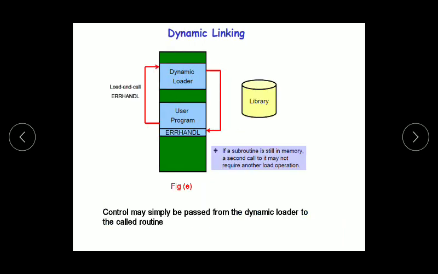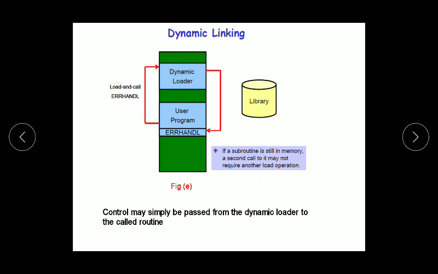This is the last step. Control may simply be passed from the dynamic loader to the called routine. If a subroutine is still in the memory, a second call to it may not require another load operation. As I explained earlier, if it is already there in the memory, then the second time a function is called, see here in this particular step, you consider the user program calls error handler again.